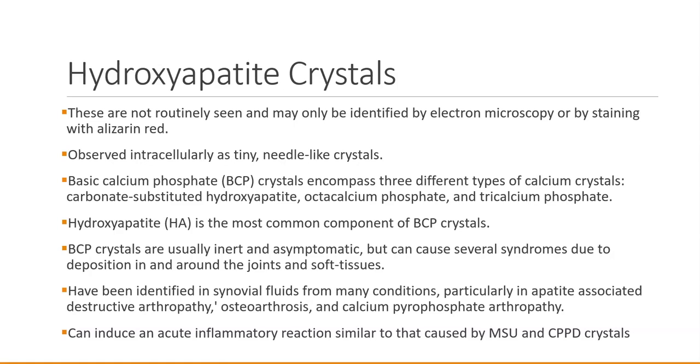BCP crystals are usually inert and asymptomatic but can cause several syndromes due to deposition in and around the joints and soft tissues. They have been identified in synovial fluids for many conditions, particularly in apatite-associated destructive arthropathy, osteoarthritis, and calcium pyrophosphate arthropathy. These can induce an acute inflammatory reaction similar to those caused by MSU and CPPD crystals.